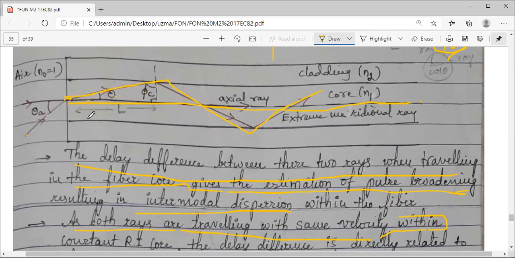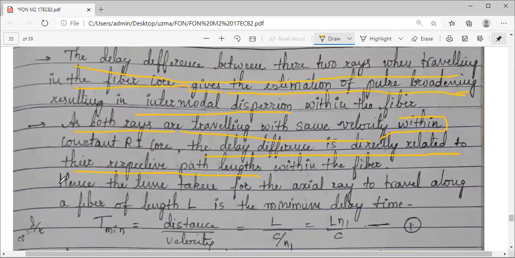Because of the different path lengths, you are getting those rays at the output at different times. Not because their velocities are different; their velocities are the same only. It is constant. However, because of the different paths covered, the difference in length coverage between the two, because of that they are reaching at different times.